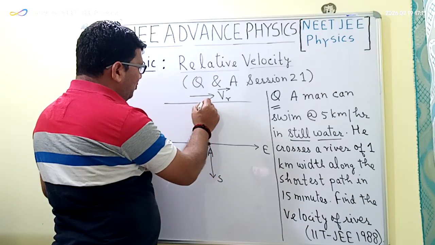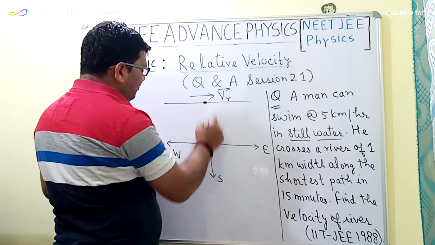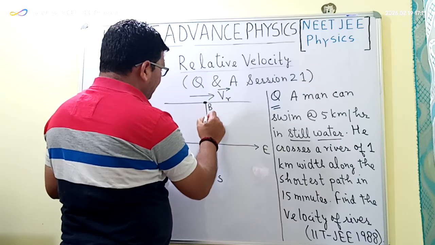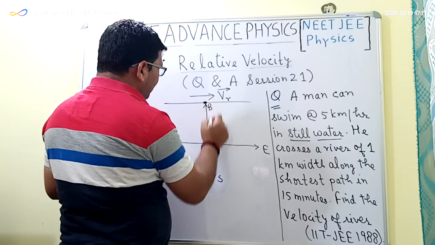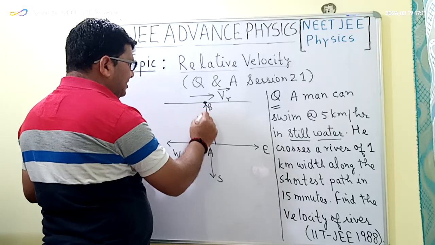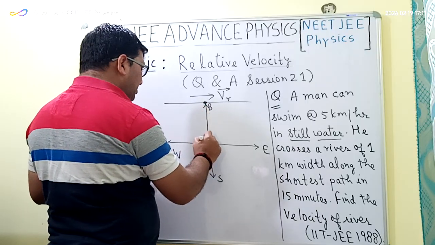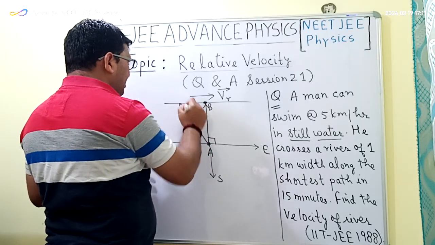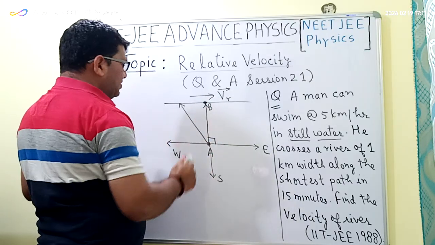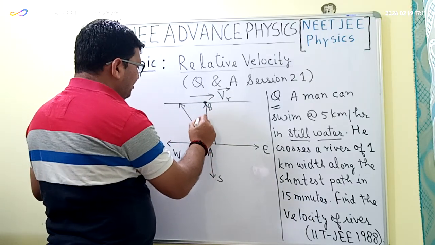If he crosses the river along the shortest path, then he has to swim in such a direction that he reaches the point which is exactly in front of this point A. So this is the point B, let's say. This is the shortest path, and this angle will be equal to 90 degrees. In order to reach here, this man has to swim at a certain angle, say theta, in this direction, if the velocity of the river is from west to east, as shown in this figure.